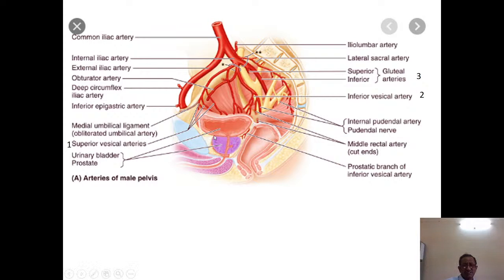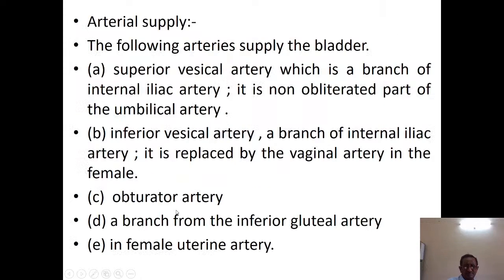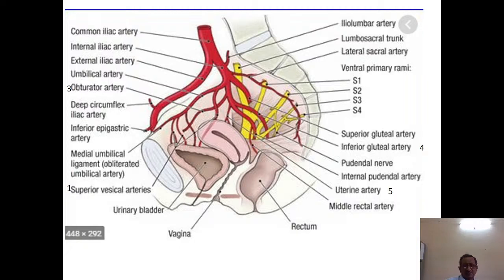Of course here we are showing the common iliac artery and this internal iliac artery, giving rise to superior and inferior vesical arteries. This is the inferior vesical artery and this is the superior vesical artery coming from the internal iliac artery. Then we are having the gluteal arteries. Of course, in the female, superior gluteal, inferior gluteal, and uterine artery. This uterine artery is also supplying the bladder.